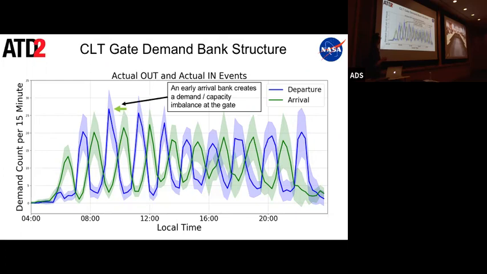What could happen is that this arrival bank, illustrated here with this green peak just below the green arrow, happens to come early and shifts to the left. What do you have? You have a demand-capacity imbalance at the gate, and that creates gate conflict. That creates a situation we've all been a part of: you're an arrival, you touch down, you look out your window, and you see another aircraft sitting at your gate. This is the kind of phenomenon that creates these gate conflicts. And what we've shown here is a little bit of our descriptive analysis to try to understand gate conflicts.